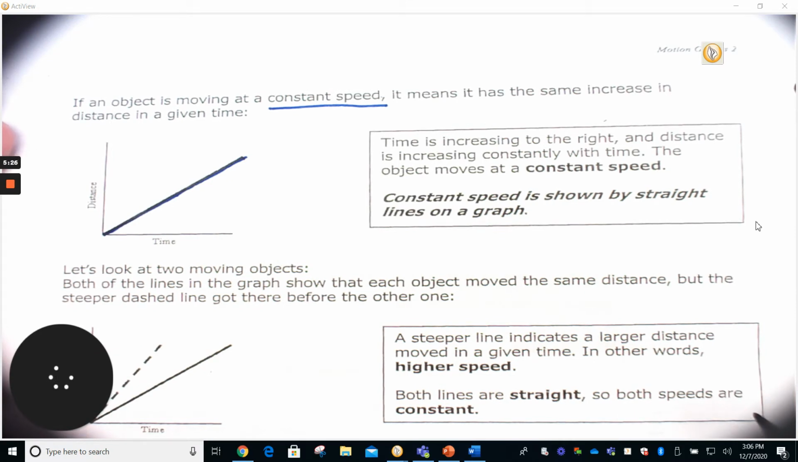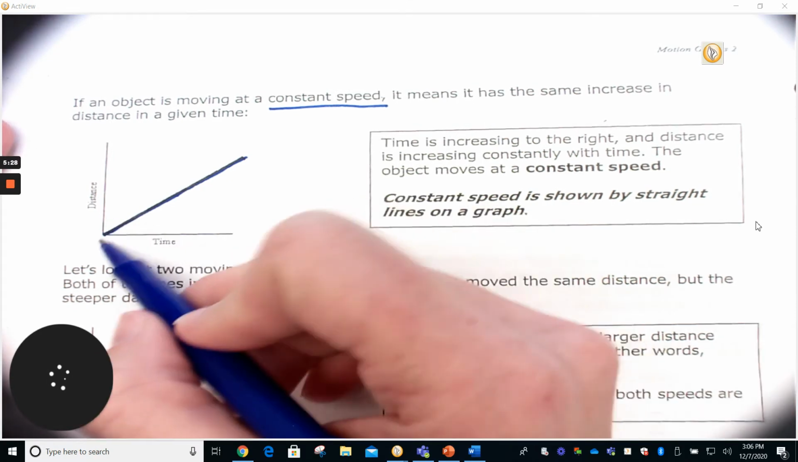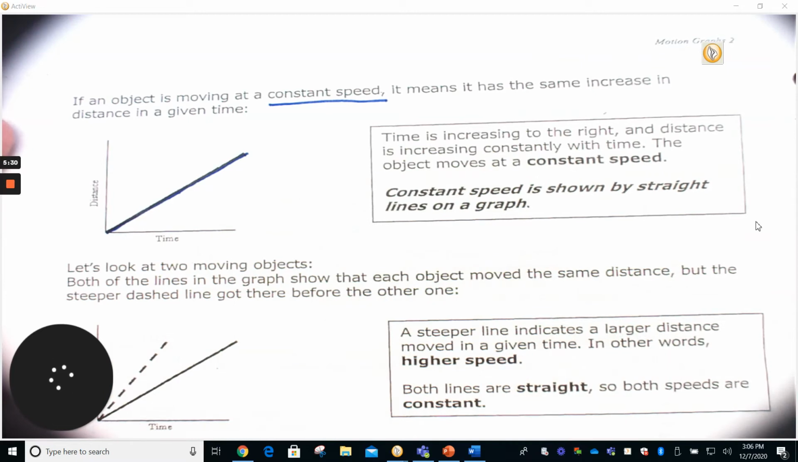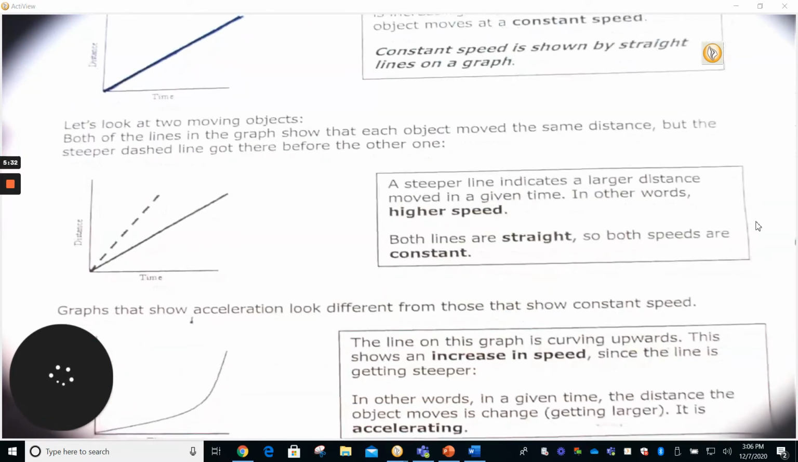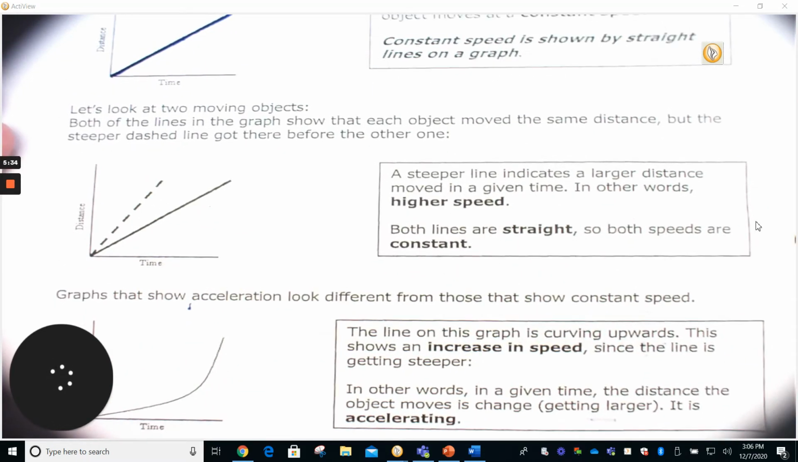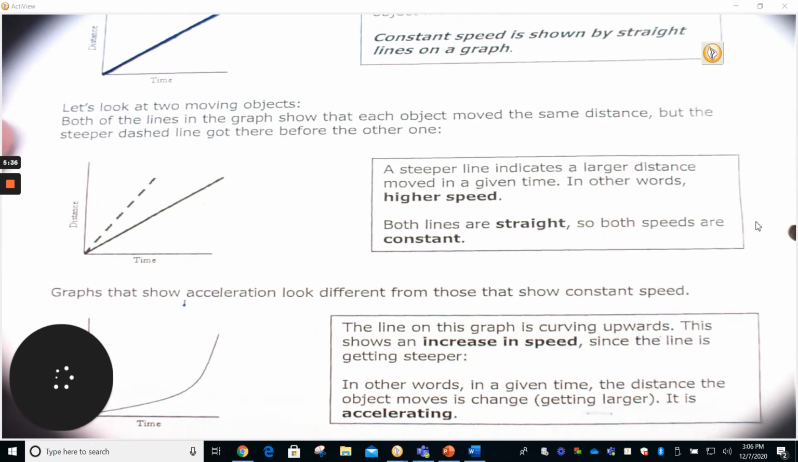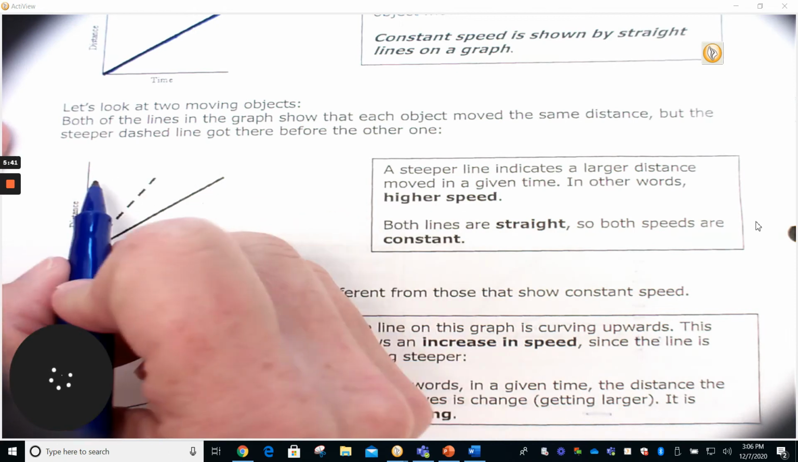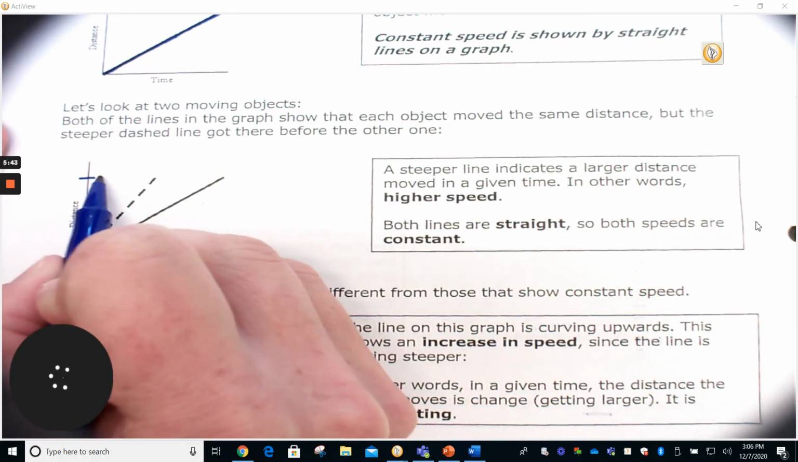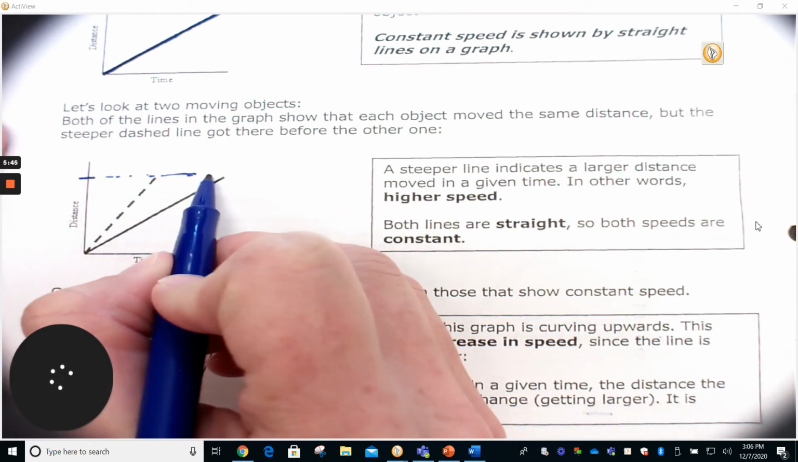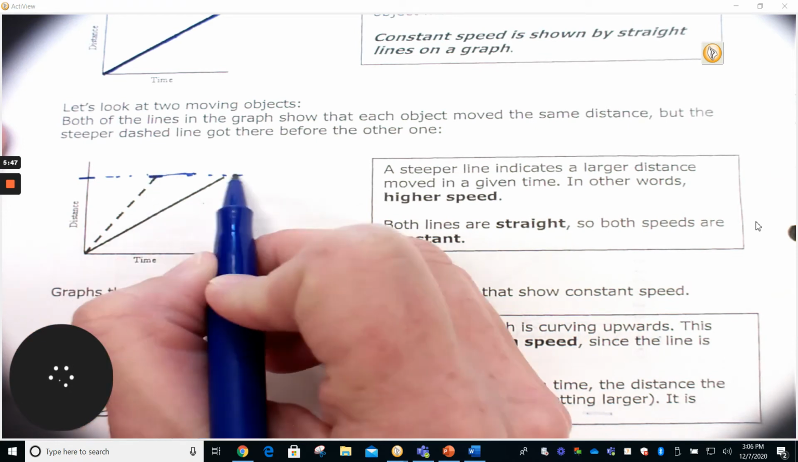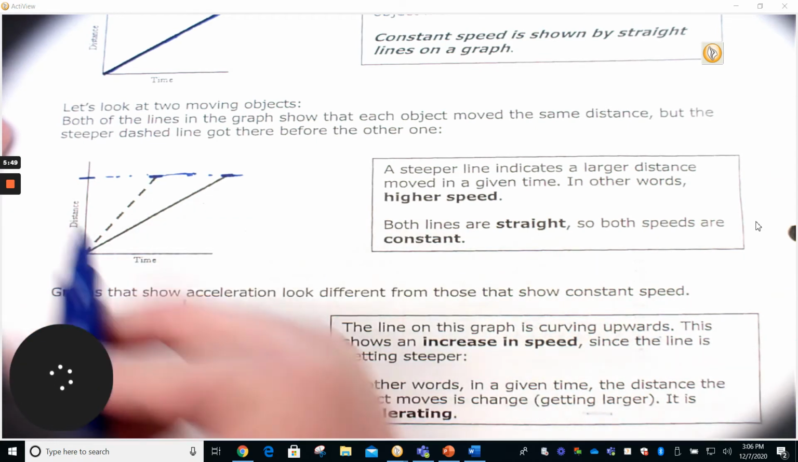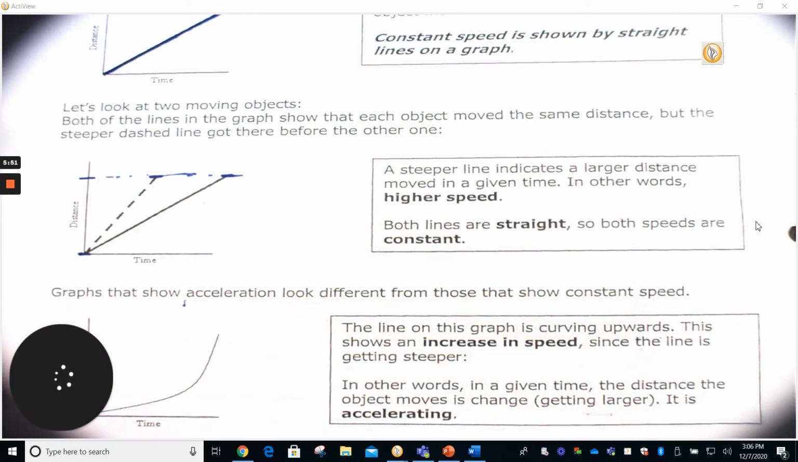So this is going to be important things for you to know. That diagonal will be at constant speed, okay? So here we're going to look at two moving objects. Both of the lines on this graph show that an object moved the same distance, and we know that because if we come up here and bring our line across, they both ended up at the right place, right? So that's the same distance from start, but they got there at different times.